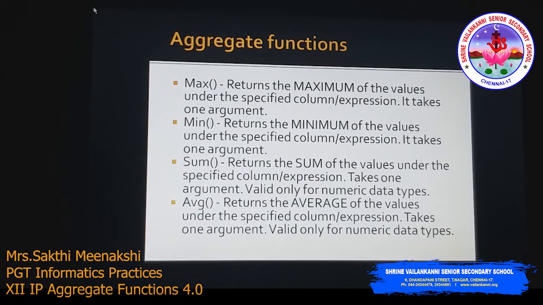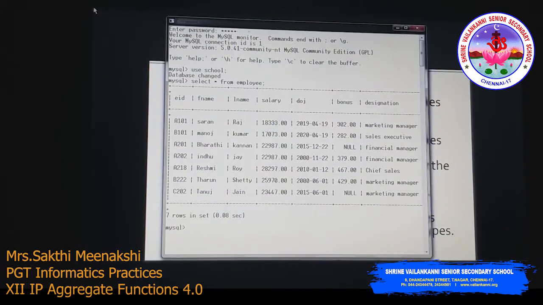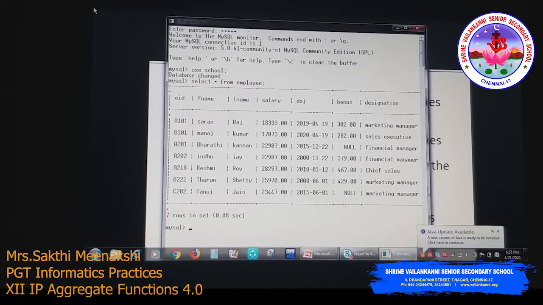The first function we are going to see is the max function. This function returns the maximum of values under the specified column or expression. It takes only one argument. Let's see the example. This is my employee table with EID, first name, last name, salary, DOJ (date of joining), bonus and designation. We are going to apply the max function now. It returns the maximum value from the given column.